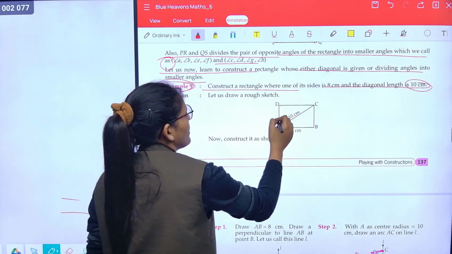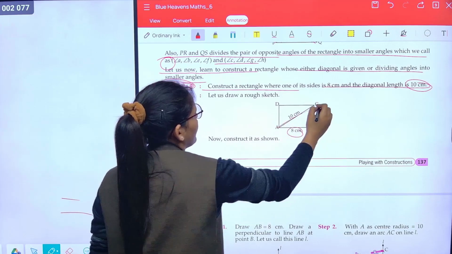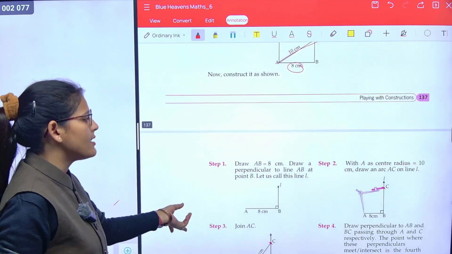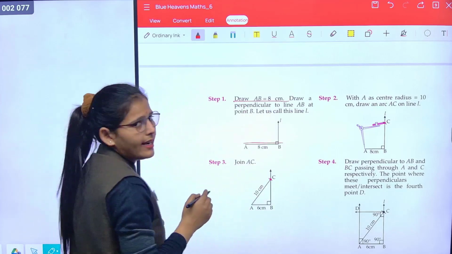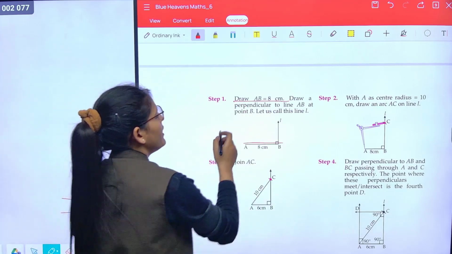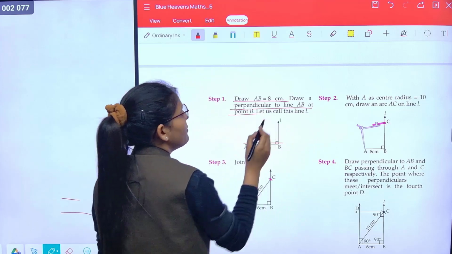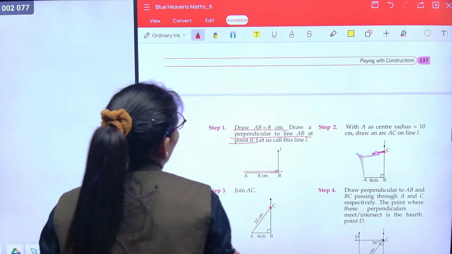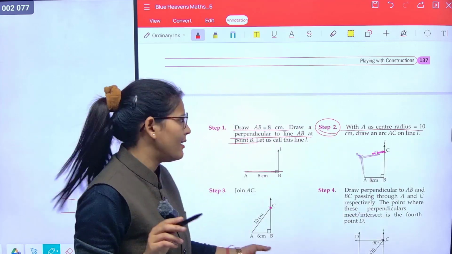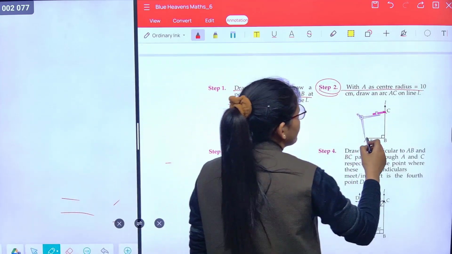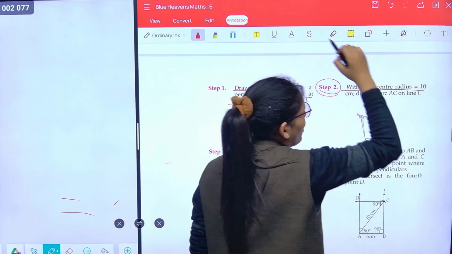Example number 9. Construct a rectangle where one of its sides is 8 cm and diagonal length is 10 cm. The side is 8 cm and the diagonal is 10 cm. Now construct it as shown. Draw AB 8 centimeter. Now draw a perpendicular to line AB at point B. Let us call this line L. Now come on, step 2. With A as center, radius 10 centimeter, draw an arc on line L.